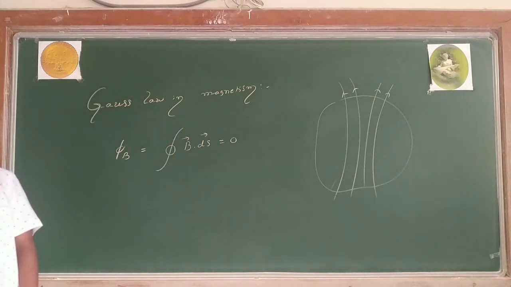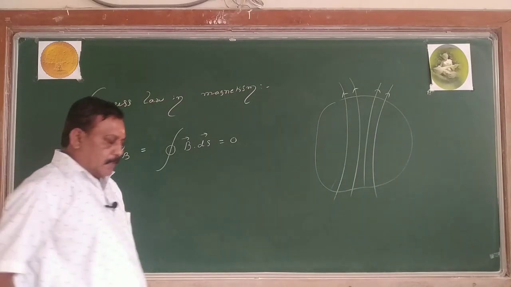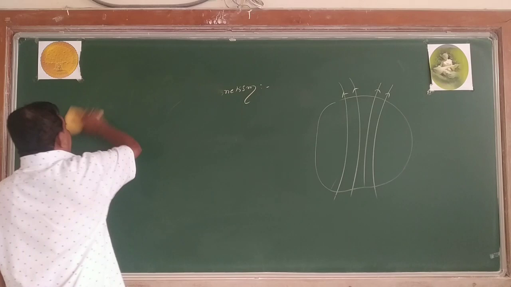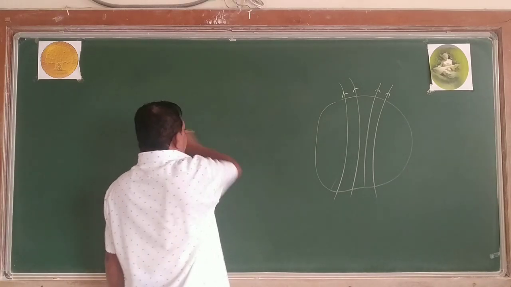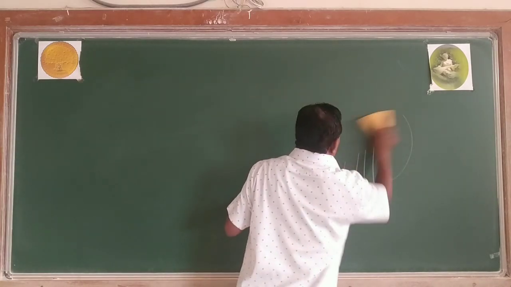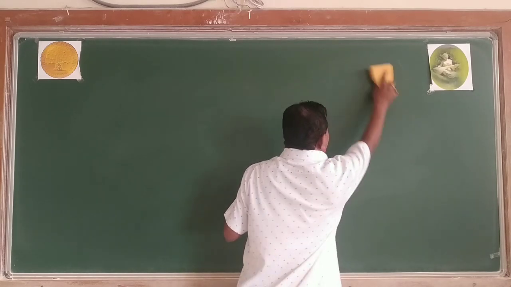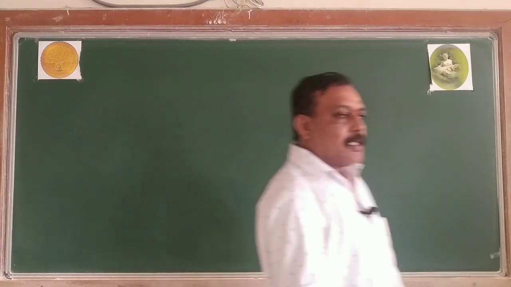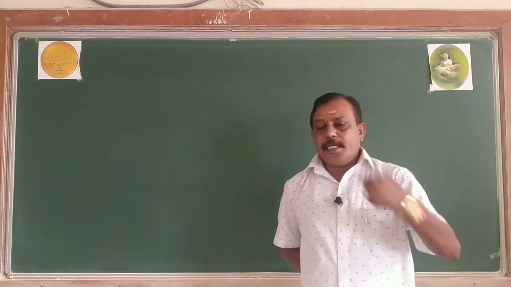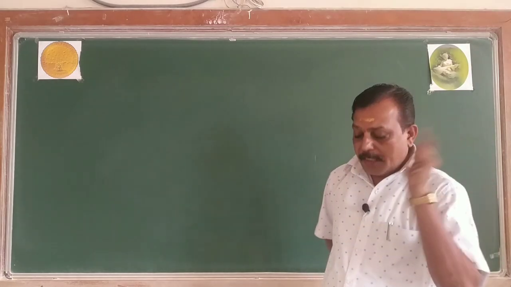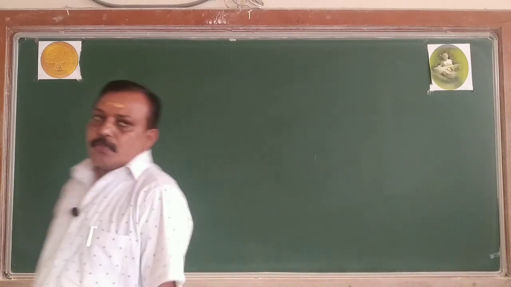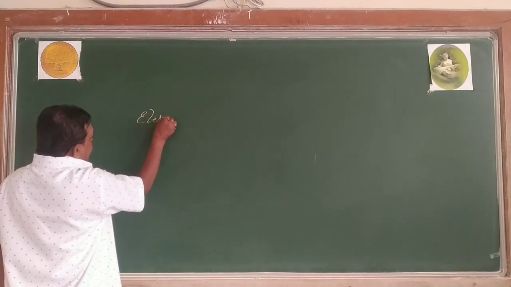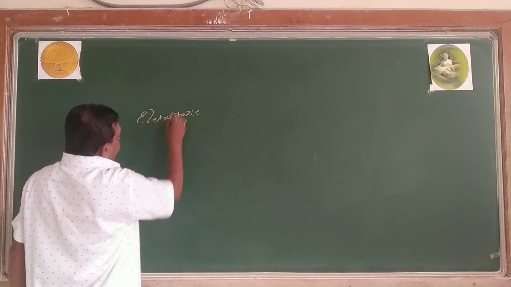Is it clear? Yes. Then there is a similarity between electrostatics and magnetostatics, that is, magnetism. What are those similarities? Whatever equations we have remembered in electrostatics, almost all the equations are obtained in magnetism. There is only a changing of terminologies. Electrostatics and magnetism.